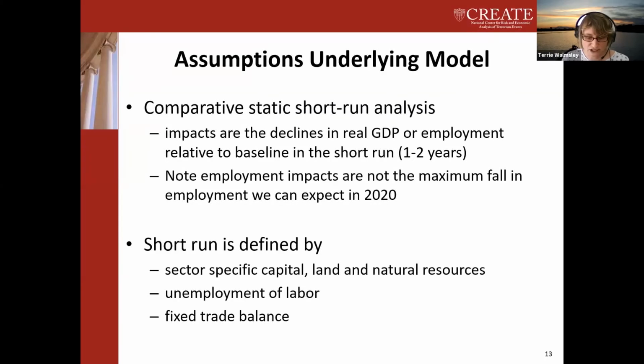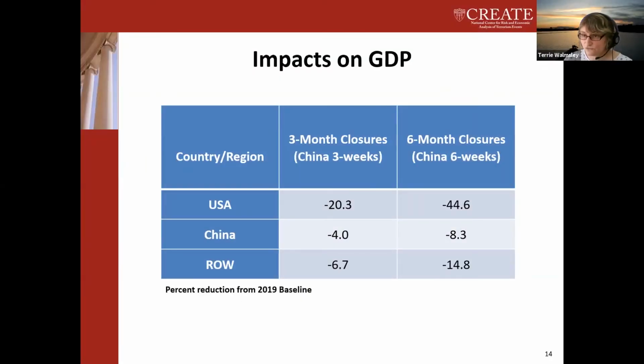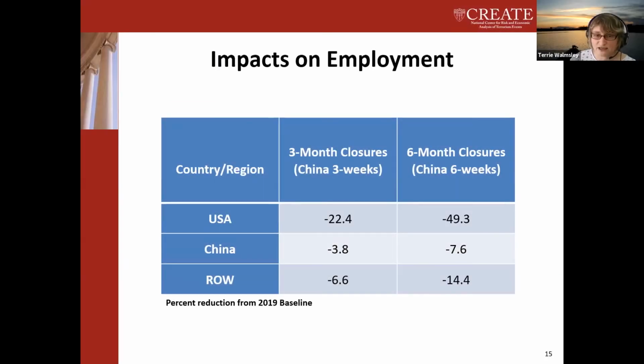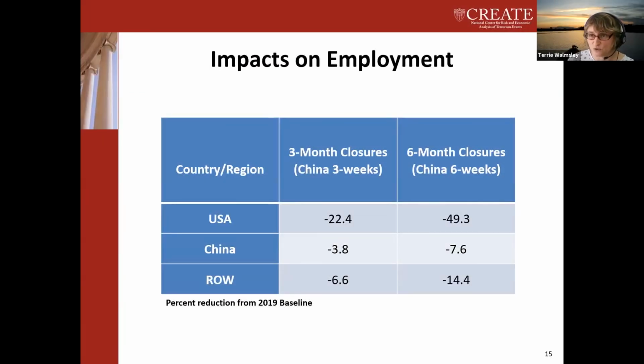We're looking at the changes in real GDP in the short run. So in 1 or 2 years' time, the negative consequences tend to be more for the US than they do for China and the rest of the world. We actually find that employment declines by 22%. This stems from the fact that the US economy tends to produce more non-essential items. Non-essential items tend to have more workers.